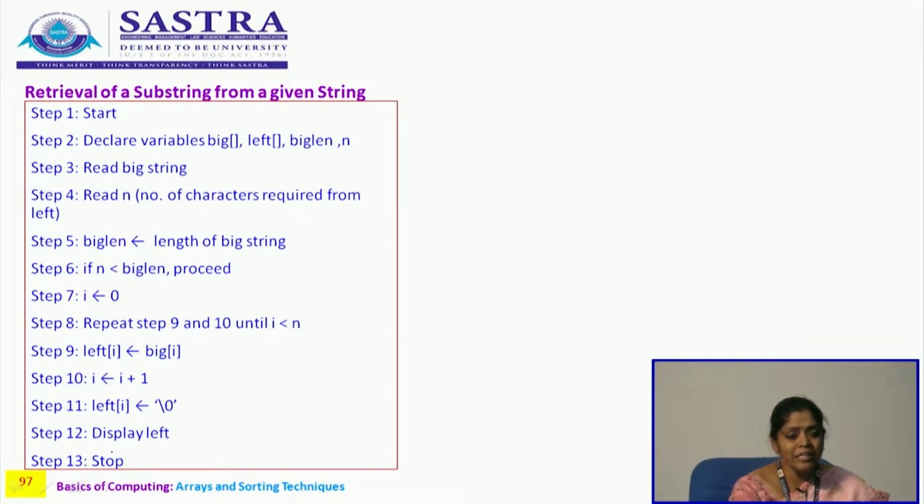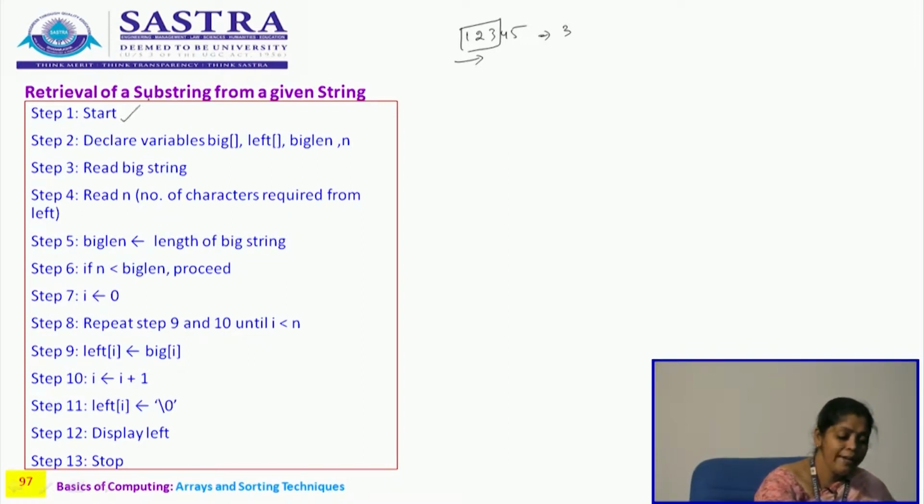The first case we have taken is, the user will be entering a string. From that string they have to give the number of elements which is to be retrieved from the left hand side. That is, if I am having a string like 1, 2, 3, 4, 5, and if I give the number of elements as 3, then it will return only the first 3 characters, that is from the left hand side. For that, this algorithm is going to help us.